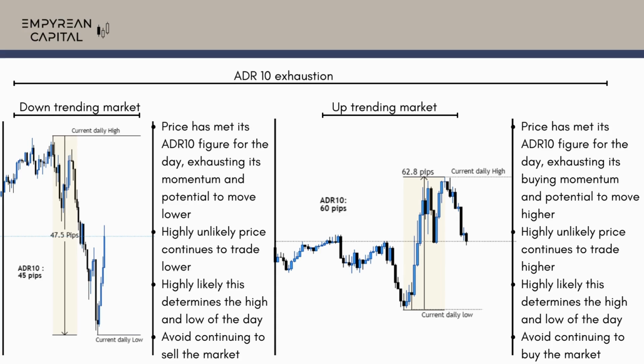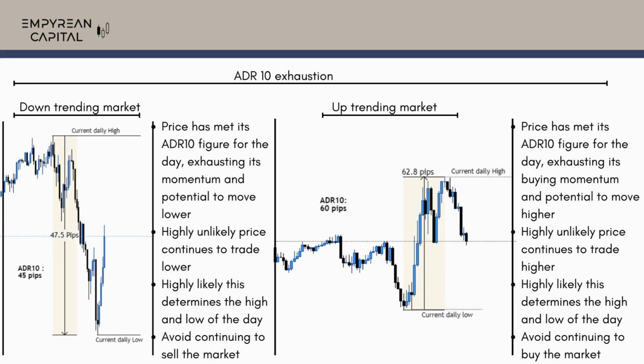And so we want to be avoiding continuing to sell the market, right? Because we obviously expect price has to reverse, as it's already met that expected range, right? The ADR10 was 45 pips and price has already moved 47.5 pips, meeting that expected range. So we wouldn't expect price to trade any lower.